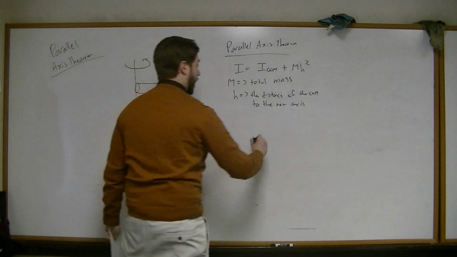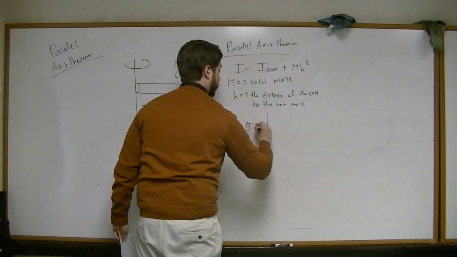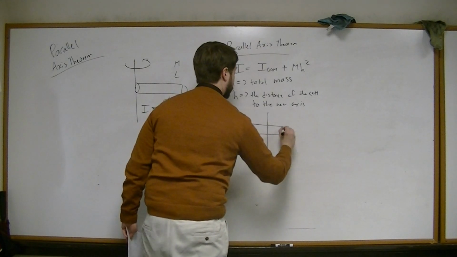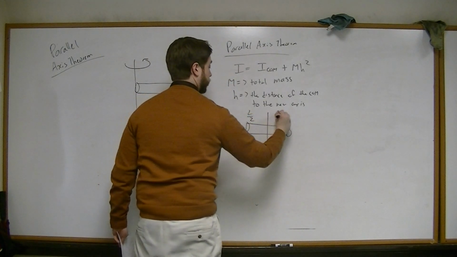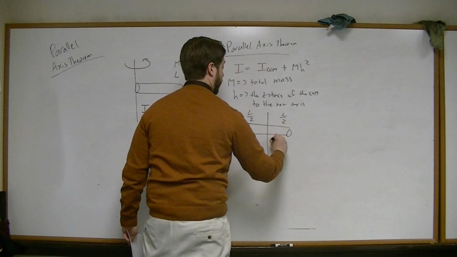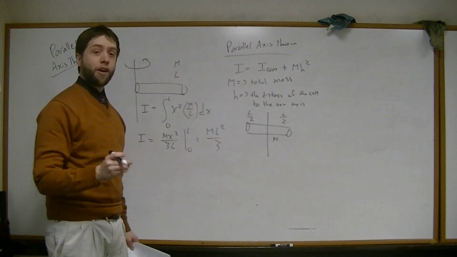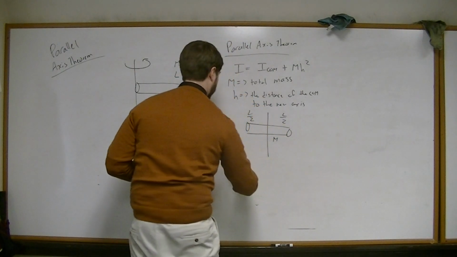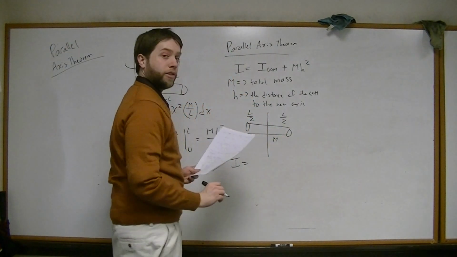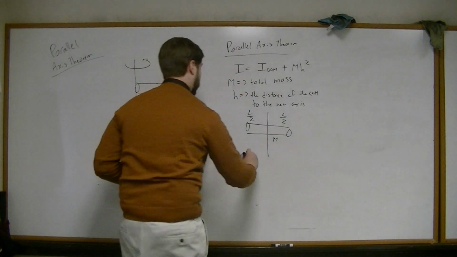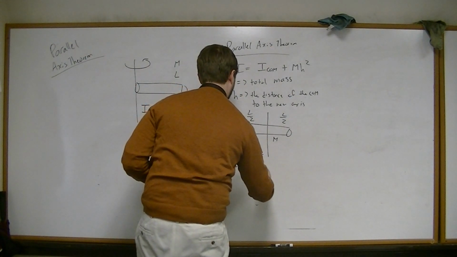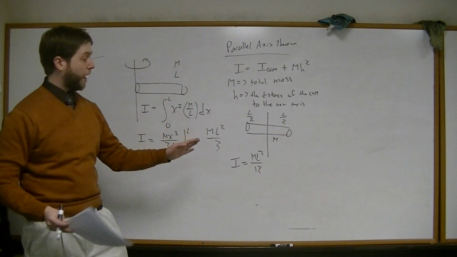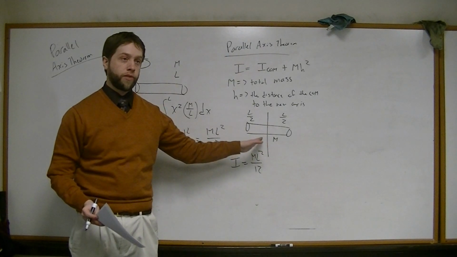In the original diagram, you had this, L over 2, total mass m. And we calculated this in the previous video as mL squared over 12. So that's what we found when we did that in the previous video.